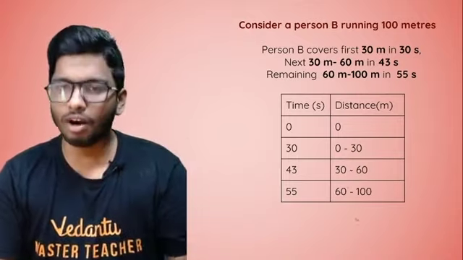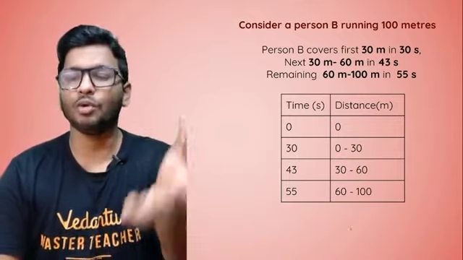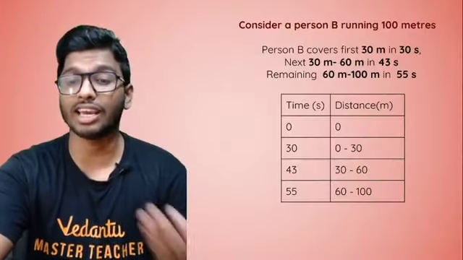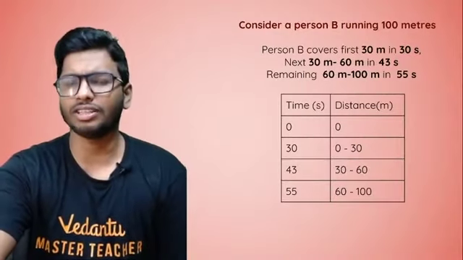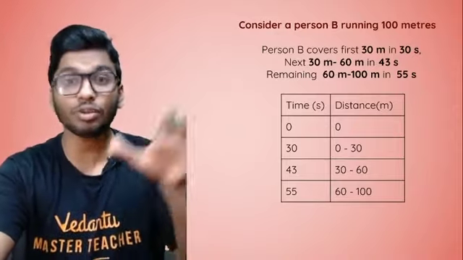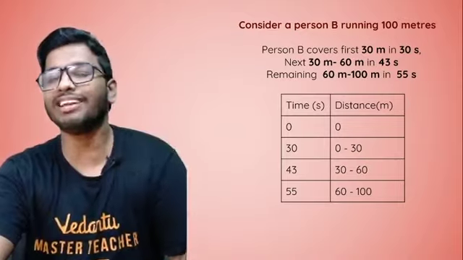In this case, if you use the formula once again to find the speed, you would find different values. For the first one, you'll get 1 meter per second, and for the second one, you would get 30 divided by 43, whatever the value is. What I'm trying to say is, basically, you're going to get different values.